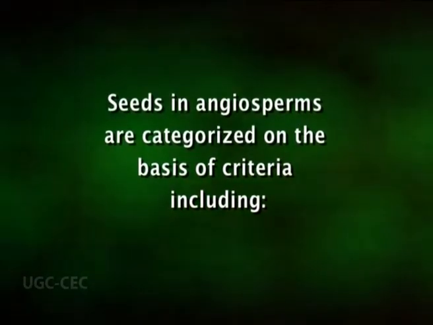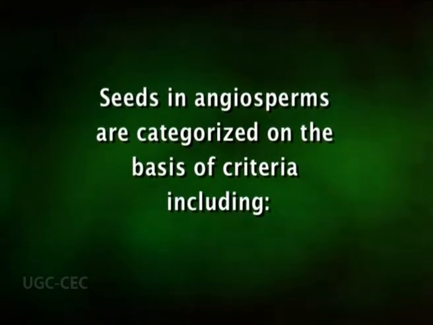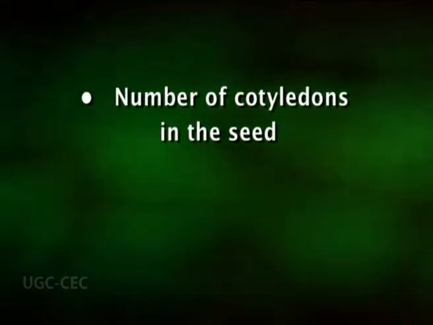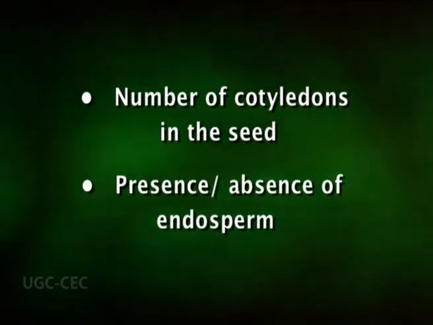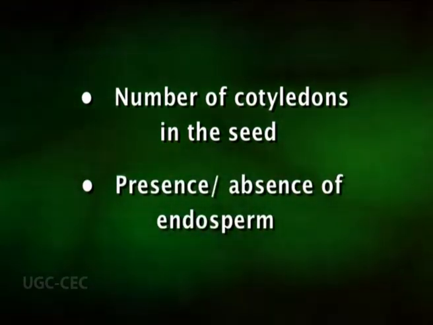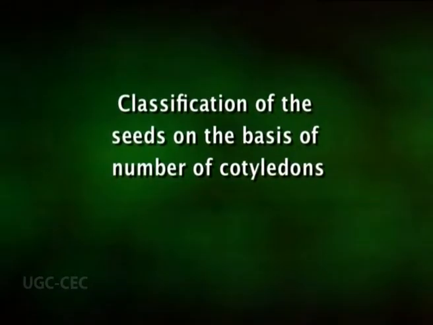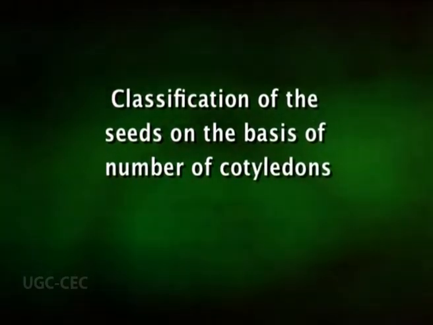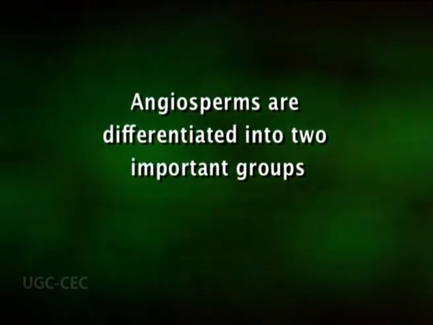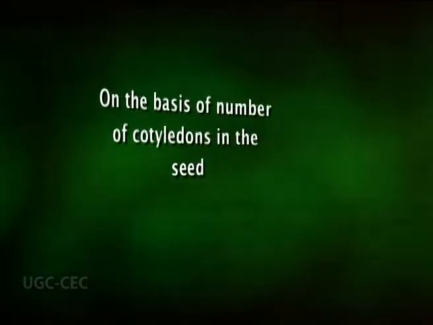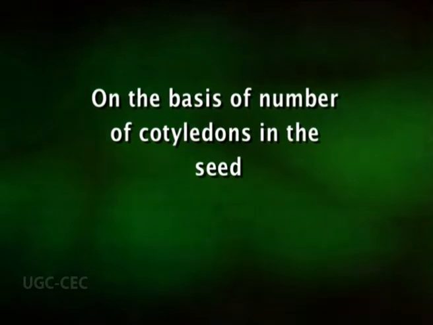Seeds in angiosperms are categorized on the basis of criteria including, number one, the number of cotyledons in the seed, and number two, the presence or absence of endosperm. First, the classification of seeds on the basis of the number of cotyledons. Angiosperms are differentiated into 2 important groups on this basis: number one is the monocots and number two is the dicots. This categorization is supported by many other characters which are very distinct in these 2 groups of plants.